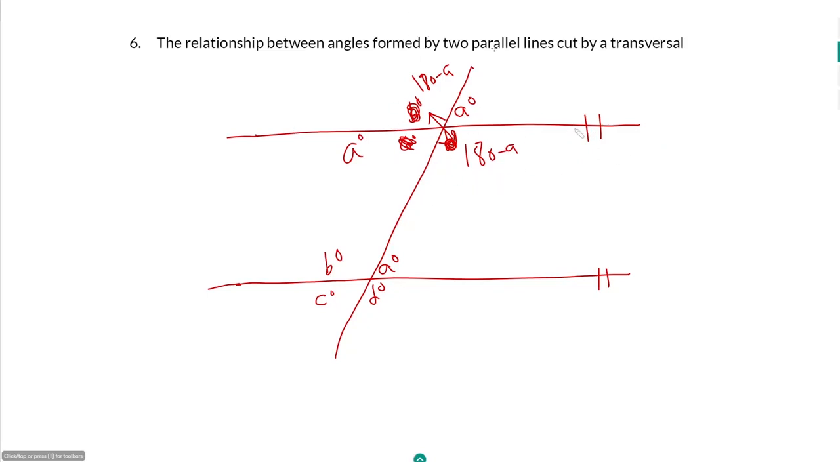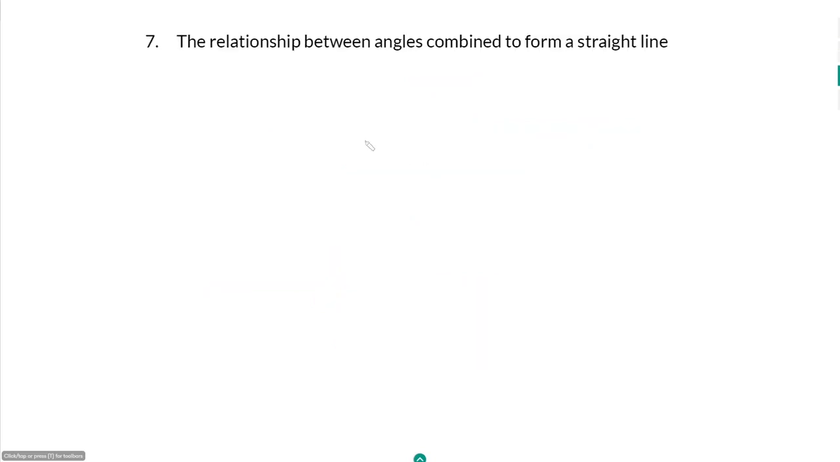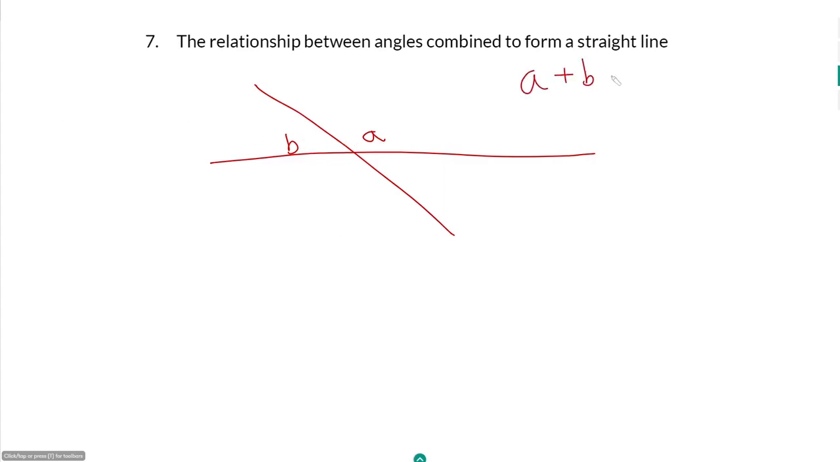And also remember, everything has always got to be relative to the parallel lines. That's how you line up or match up your corresponding angles. The relationship between angles combined to form a straight line. So that's what I just said. You have some angle A, some angle B. They form a straight line. Therefore, A plus B, they've got to sum to 180, which is the angle measure of a straight line. So what it means is this B here is really just 180 minus A.